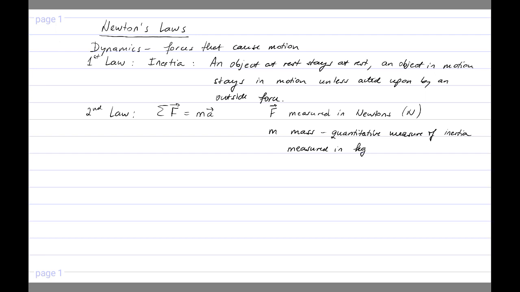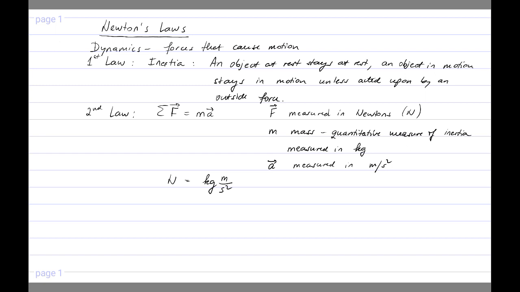And then acceleration is something that we've talked about in an earlier lesson, and is measured in meters per second squared. So really, if we look at the unit for force, the newtons are equal to the unit of mass, which is the kilogram, times the acceleration, which is meter per second squared. So 1 newton is 1 kilogram meter per second squared.